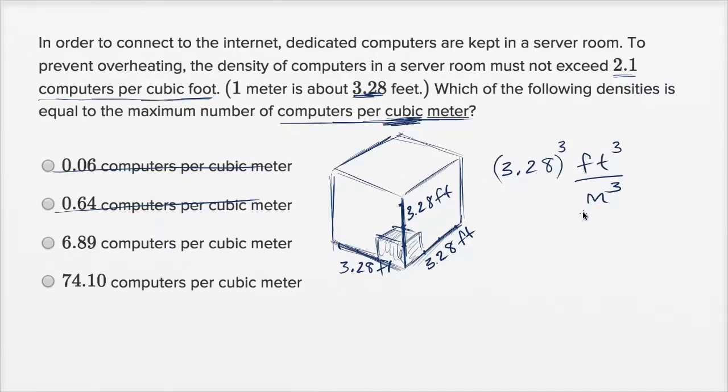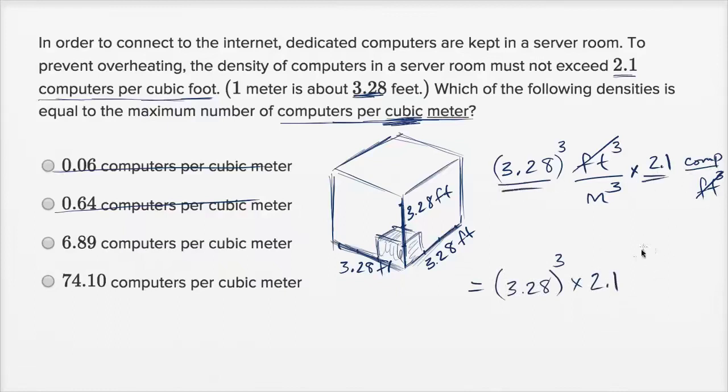And if you want to know how many computers you can fit in that, you can then just multiply by the density in cubic feet. So times 2.1, I'll write comp for computers per cubic foot. And you can see that these units are going to work out. You have cubic feet divided by cubic feet. If you multiply them, you're going to get 3.28 to the 3rd power times 2.1 computers per cubic meter. So this is the maximum number of computers per cubic meter right over here.